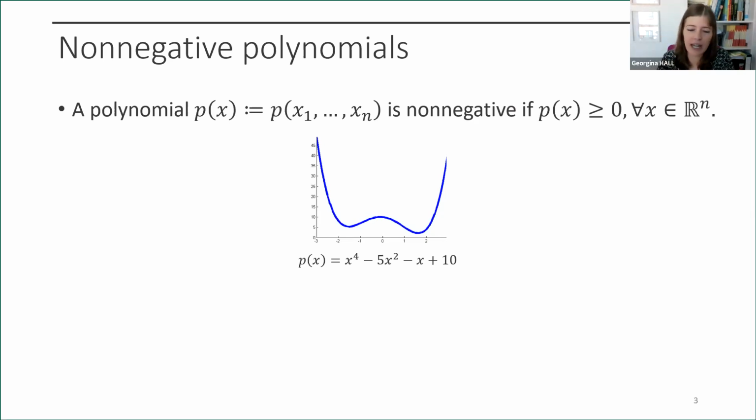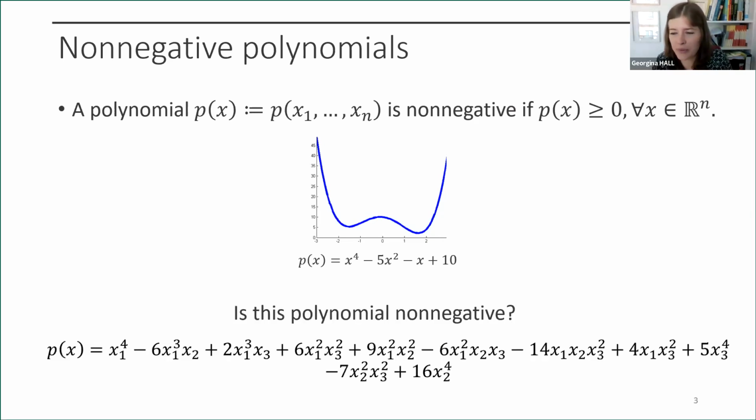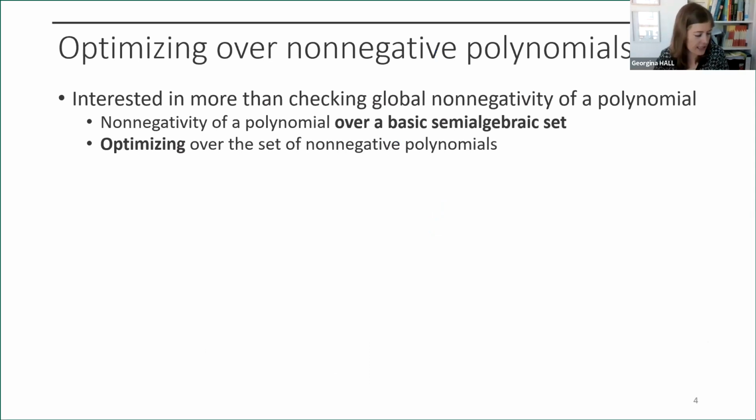But what happens if you look at a much more complicated polynomial, maybe something that looks like this, that has 3 variables? It's a lot harder to say whether this polynomial is non-negative or not. And in fact, what we're going to be interested in is more than checking global non-negativity of a polynomial. What we want to do is check non-negativity of a polynomial over what we call a basic semi-algebraic set. So you must have heard about these already.